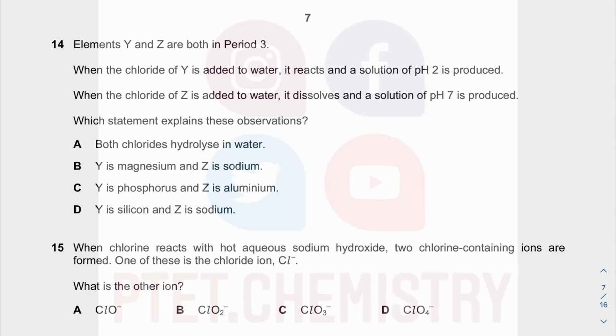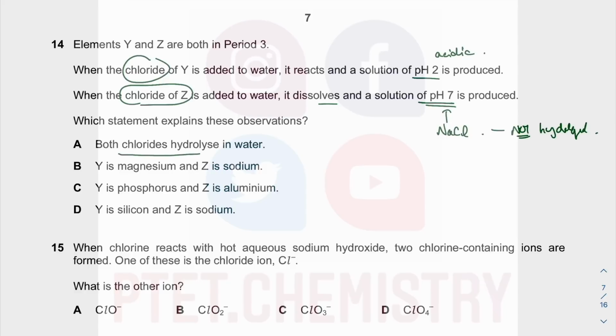Number 14, elements Y and Z are both in period 3. When the chloride of Y is added to water, it reacts and you get a pH 2, which is acidic. So we're talking about an acidic chloride. When the chloride of Z is added to water, it dissolves and a solution of pH 7 is produced. So we're looking at NaCl because that's the only one that does not get hydrolyzed. Alright, so Z is not hydrolyzed. Both chlorides hydrolyze in water, not Z. That's why your pH remains 7.